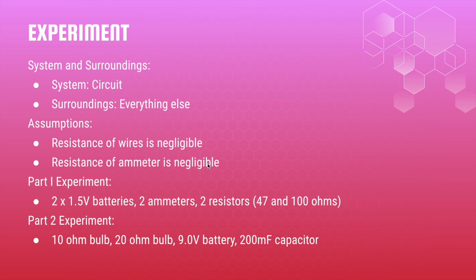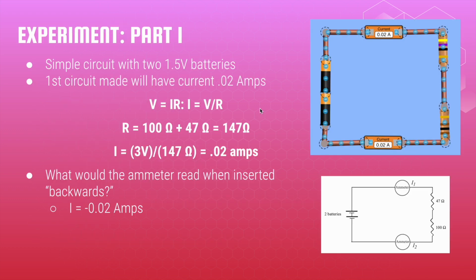In the first part of the experiment, we used two 1.5 volt batteries, 2 ammeters, 2 resistors, which were 47 and 100 ohms each. In part 2 of the experiment, we used a 10 ohm bulb, a 20 ohm bulb, a 9 volt battery, and a 200 microfarad capacitor. In part 1 of the experiment, we had a simple circuit with two 1.5 volt batteries, and the first circuit made will have a current of 0.2 amps, as seen with these. And here is the calculation for that. If the ammeter was read when inserted backwards, it would read that the current is negative 0.02 amps.